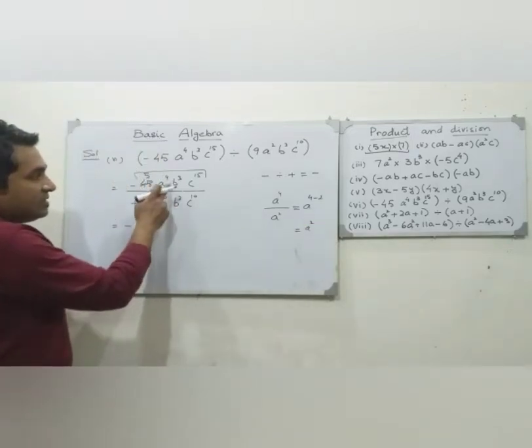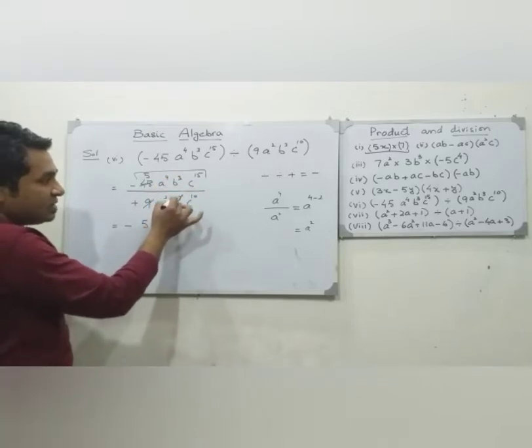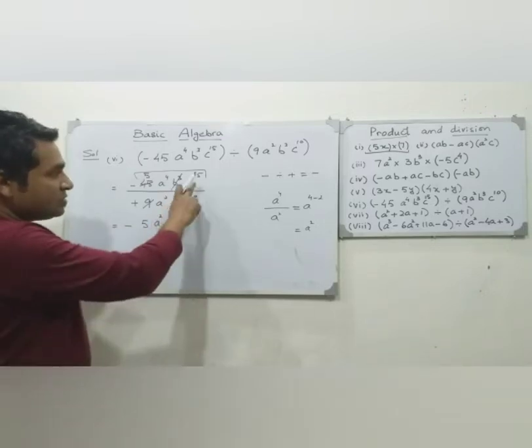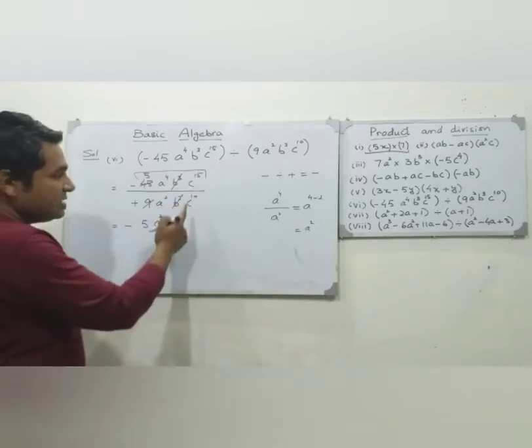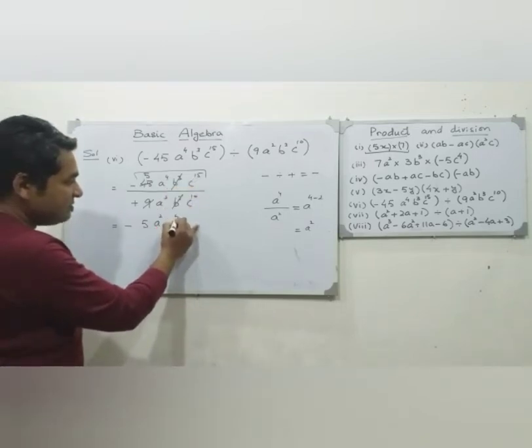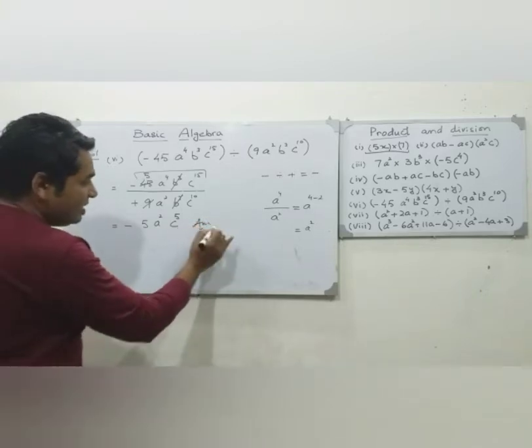In the same way, these are quite similar. This is b cubed, this is b cubed, they cancel each other, b is gone, removed. So now this is c^15 and c^10. 15 minus 10 is c^5. So this is the answer with this one.